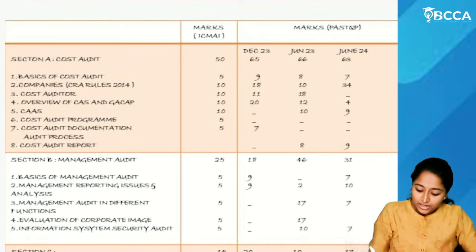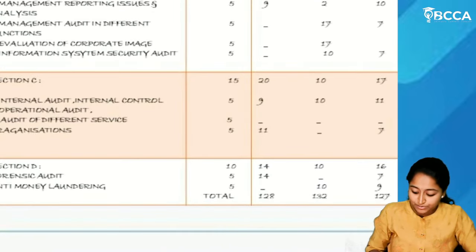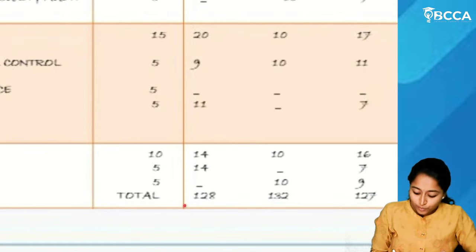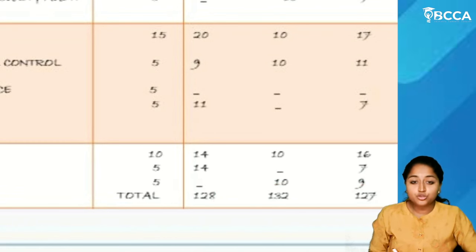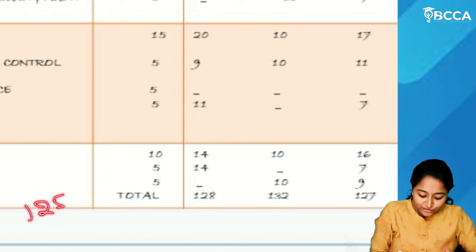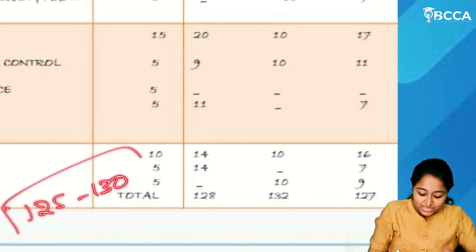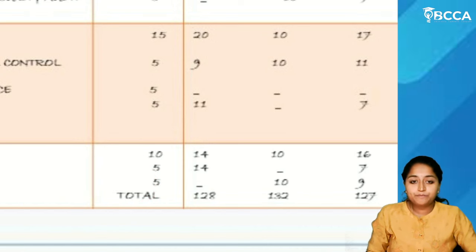So in December 23, June 23 and June 24, the actual paper was given for 128 marks, 132 marks and 127 marks. So the total paper which we are getting is not just for 100 marks, but actually between 125 marks to 130 marks. This is the actual paper for how many marks we are getting.